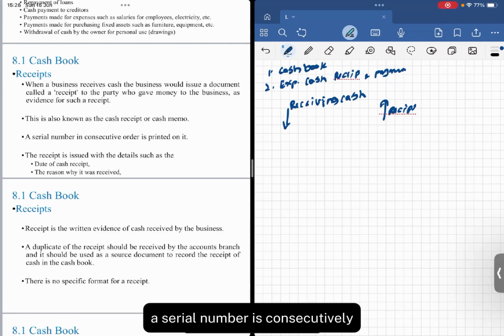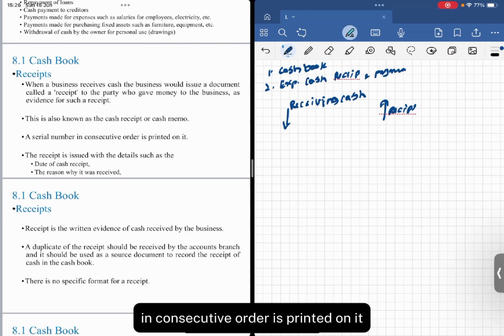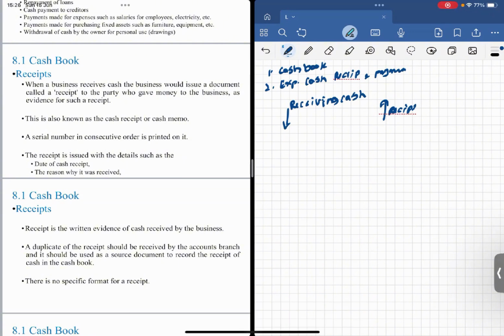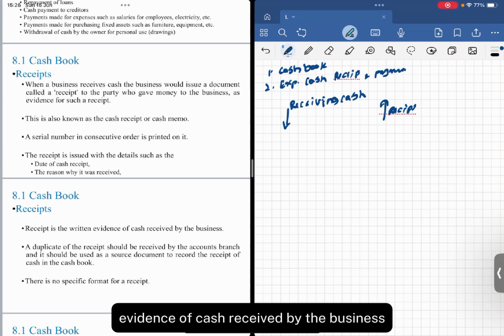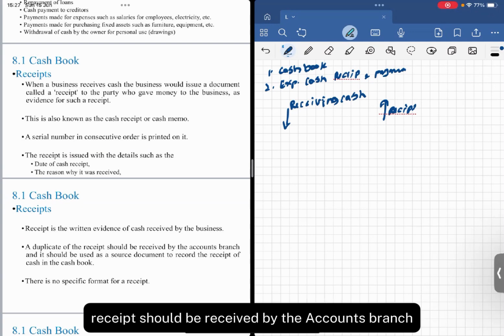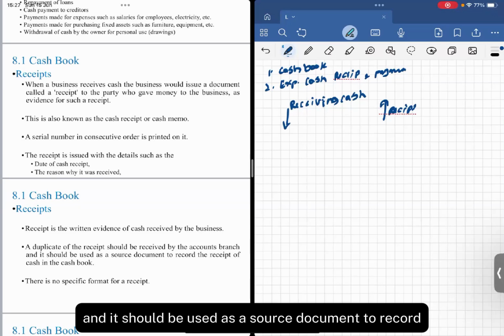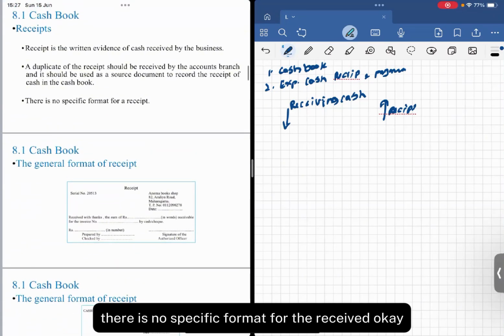A serial number in consecutive order is printed on it. The receipt is issued with details such as the date of the cash receipt, the reason why it is received, and so on. So receipt is the evidence of cash received by the business. A duplicate of the receipt should be received by the accounts branch, and it should be used as a source document to record the receipt of cash in the cash book. There is no specific format for the receipt.